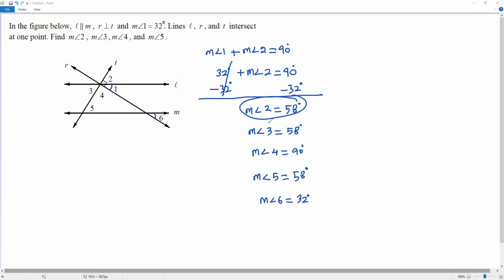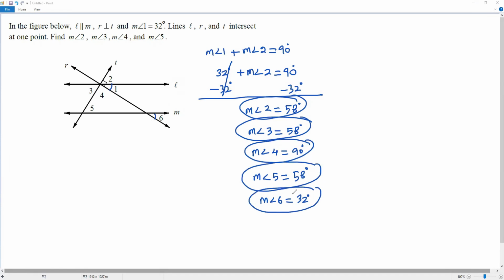So here I got the measure of angle 2 and the measure of angle 3, both of them 58 degrees. Measure of angle 4 is 90 degrees. Measure of angle 5 is 58 degrees. Measure of angle 6 is 32 degrees.